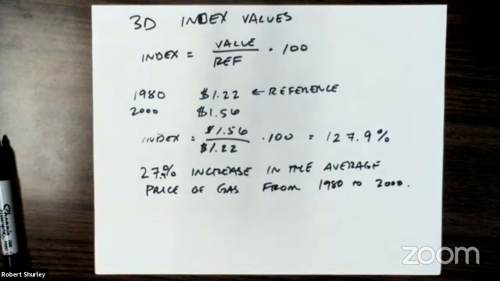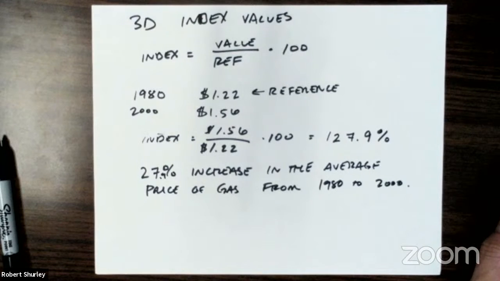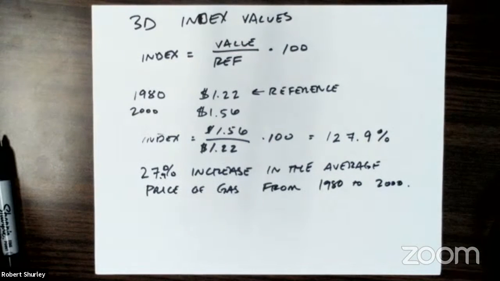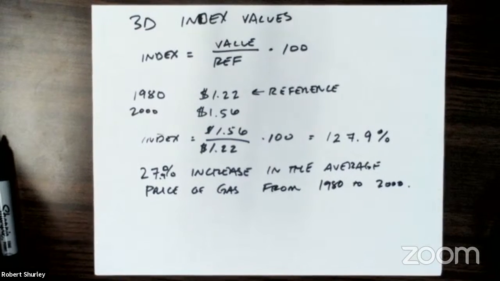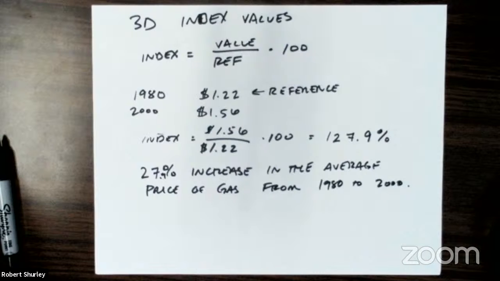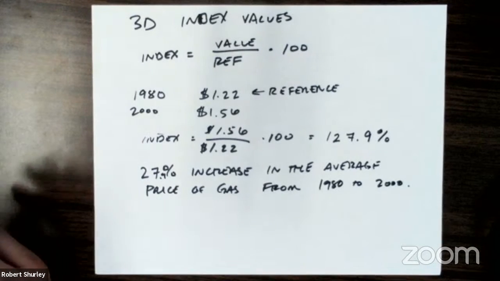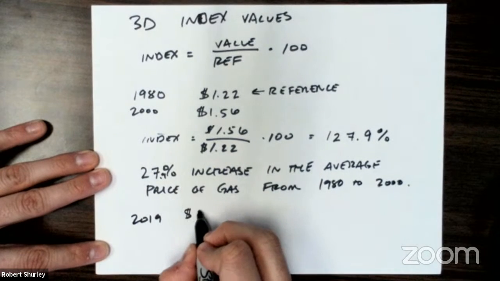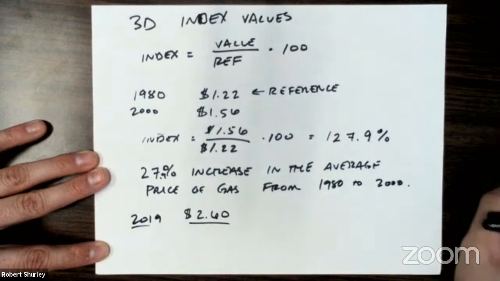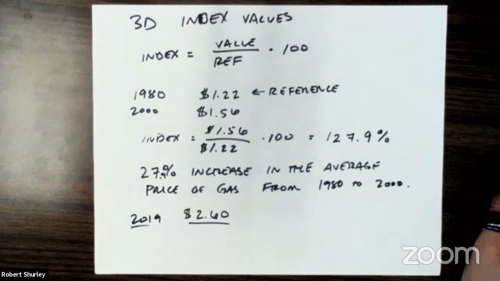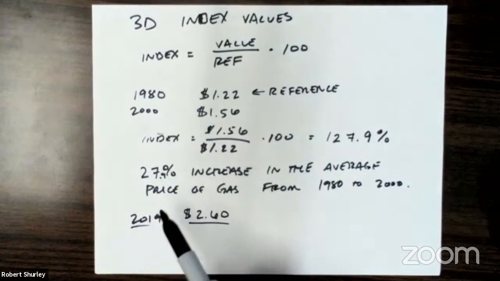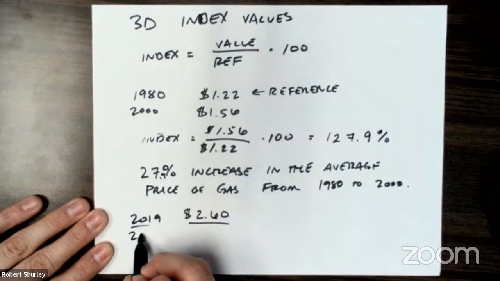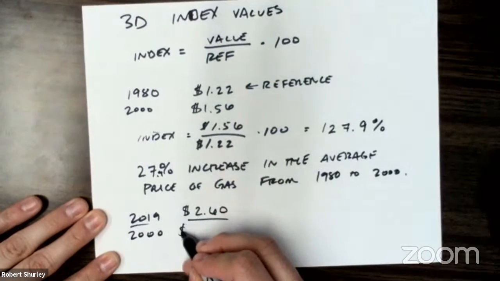Okay, let's see if I've got the average price of gas in 2020, which tanked. Let's do 2019 average price of gas. They're telling me just online it's $2.60. So that's the average price of gas in 2019. So if we want to do another one of these, let's change it up just for fun. Let's do 1990. Or actually, let's just do 2000. See how much it's changed since 2000.